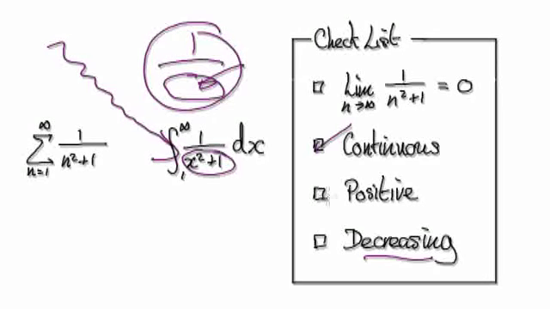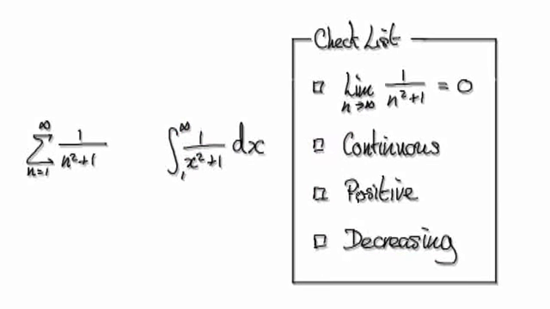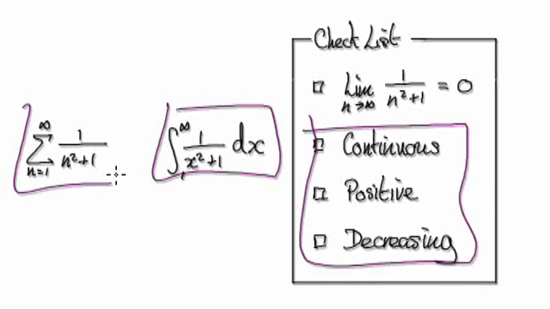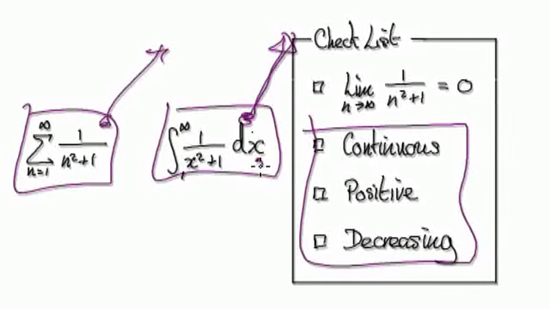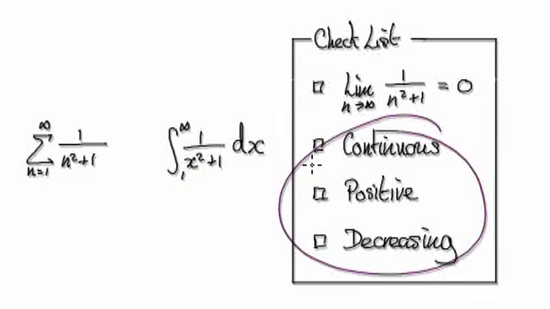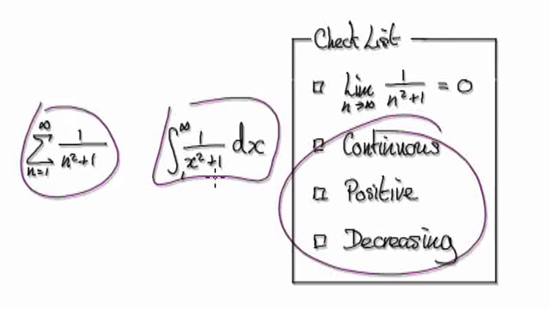So this is going to be continuous. It's going to be positive. It's always going to be decreasing. So because all these three are satisfied, then we can apply the theorem. The theorem states that if this thing here diverges, this will diverge. If this here converges, then this thing here will converge. So the next step is to check whether or not this thing will converge or if it will diverge.